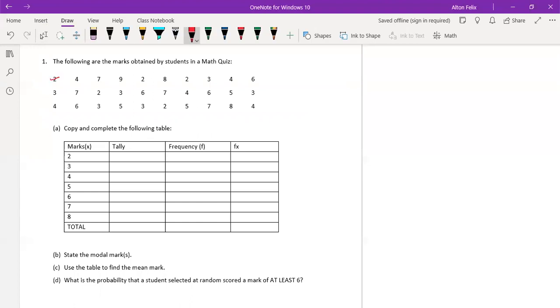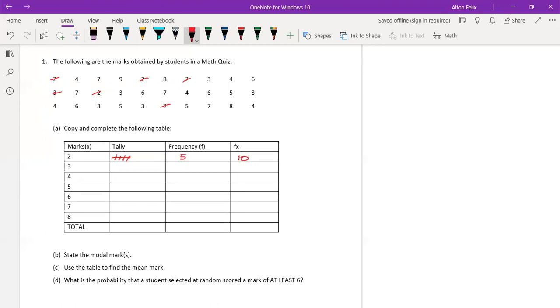For 2, we got 1, 2, 3, 4, 5. So we're going to put on our tally here, 1, 2, 3, 4, 5. And this will be our frequency. And our marks by our frequency, which is our F by X, will give us our final column: 5 by 2, 10.